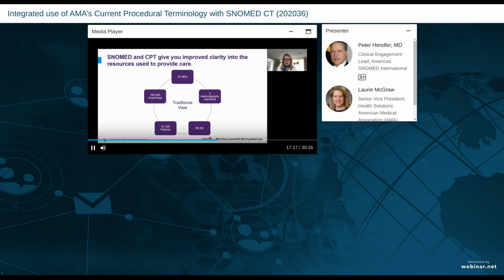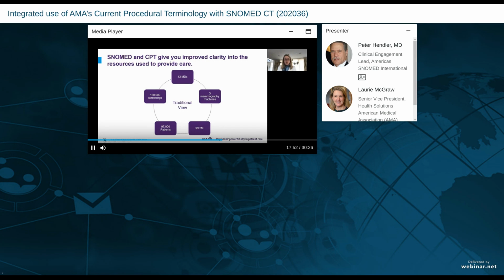With SNOMED and CPT, the effect here is that you have an improved clarity into the resources that are used to provide that care. So let's go back to our breast cancer example just to illustrate how that's used. In this example, there's 97,000 patients with 160,000 screenings that have been performed. Now, to support these procedures, 43 physicians delivered those, and 3 mammography machines were used, all part of a $9.2 million budget.